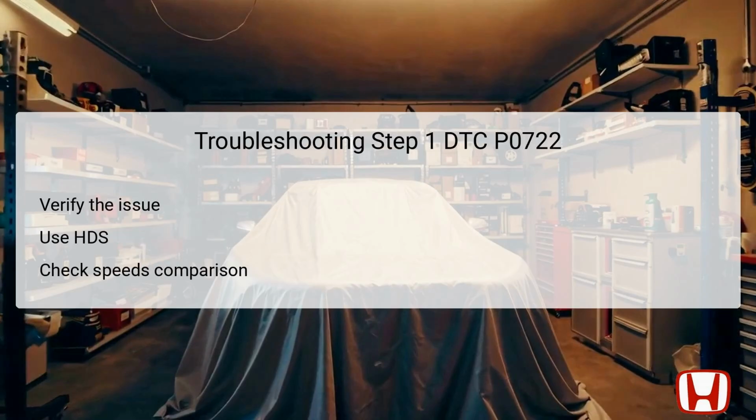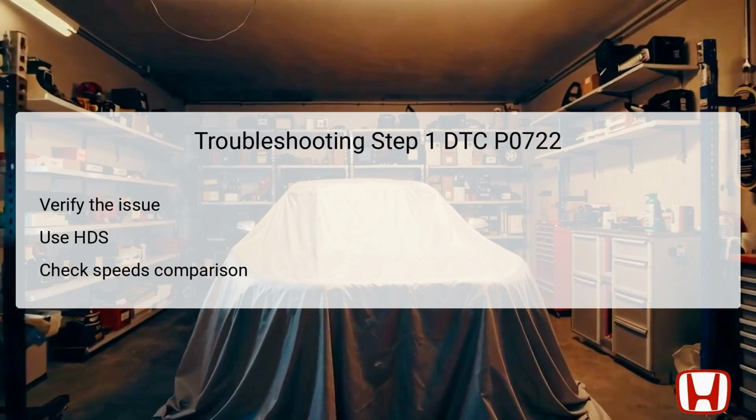The first step in troubleshooting DTC P0722 involves problem verification, which is crucial for confirming the existence of the issue. Start by turning the ignition switch to the on position. This action allows the system to initiate self-checks. Use the Honda Diagnostic System, HDS, to clear the DTC, and then raise the vehicle securely on a lift so that the wheels can rotate freely.